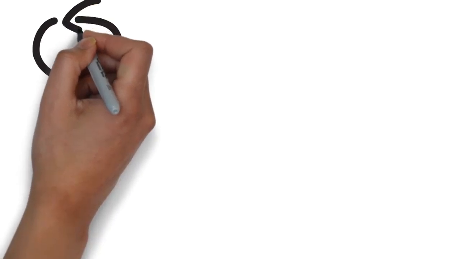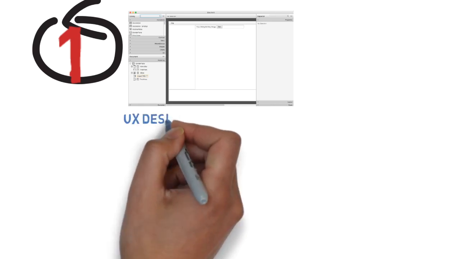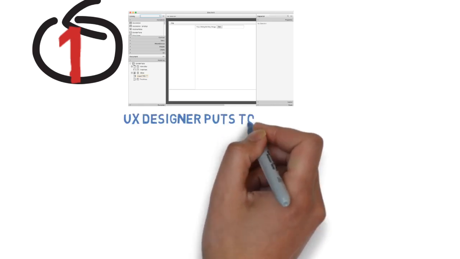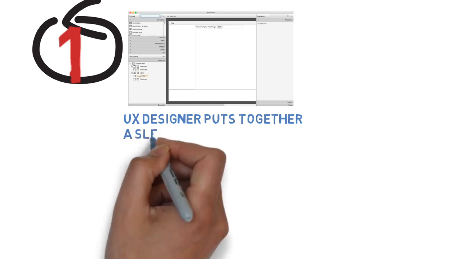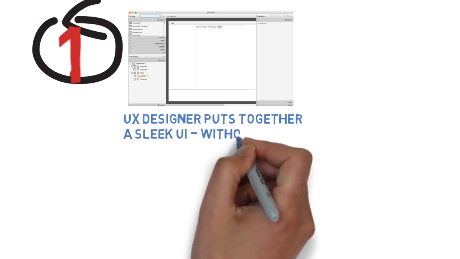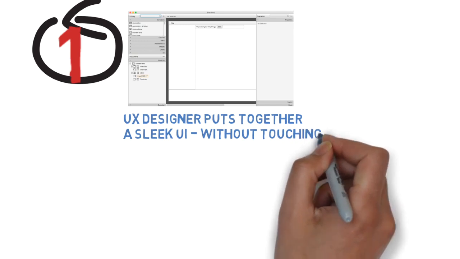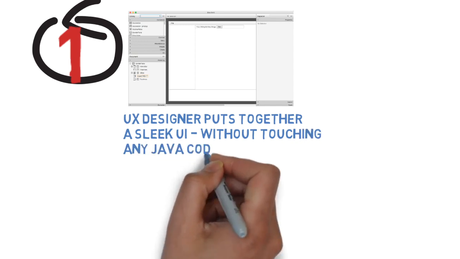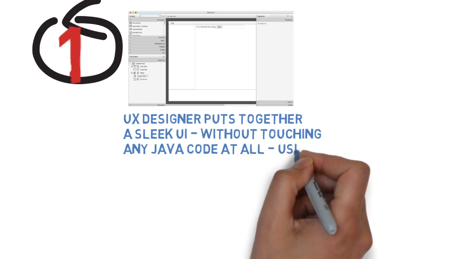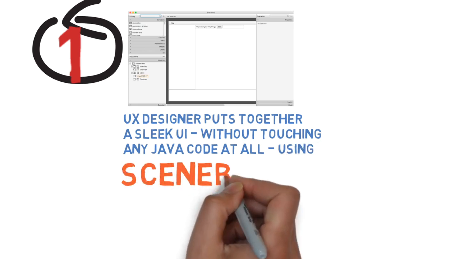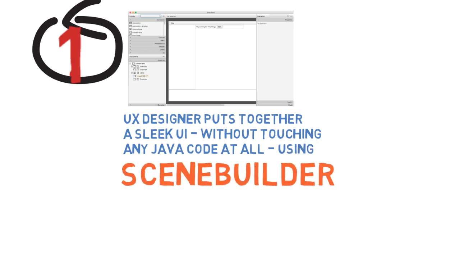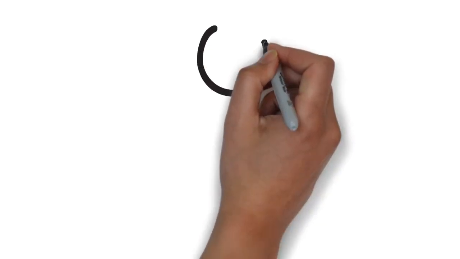The very first step in setting up UI using FXML is to have a UX designer put together a sleek UI without touching any Java code at all. This is possible because of a JavaFX tool called Scene Builder, which allows a WYSIWYG way of specifying the UI. The UX designer simply has to drag and drop the UI controls onto the screen to lay out the UI exactly as he or she wants it to be. There is no coding involved at all.